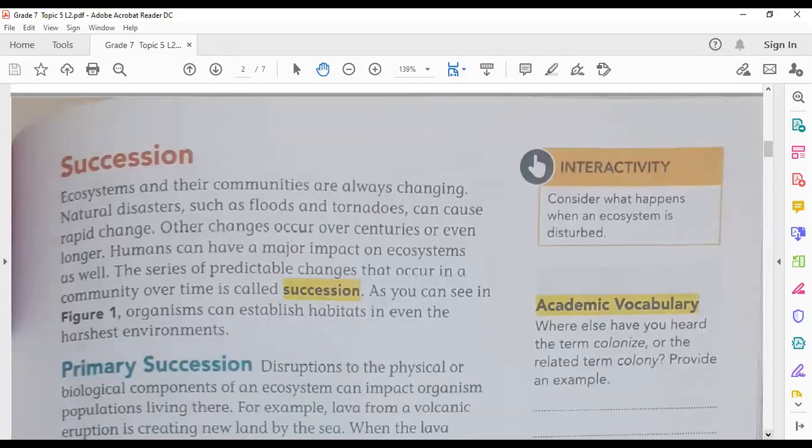Succession, there are two types of succession, the primary succession and the secondary succession.